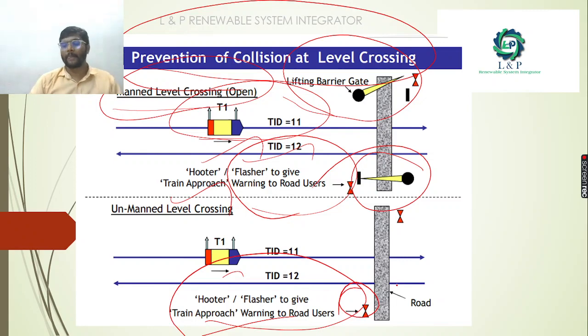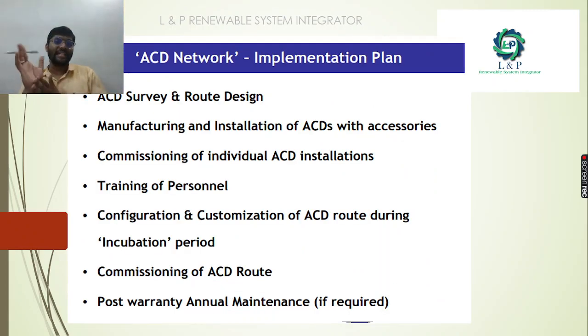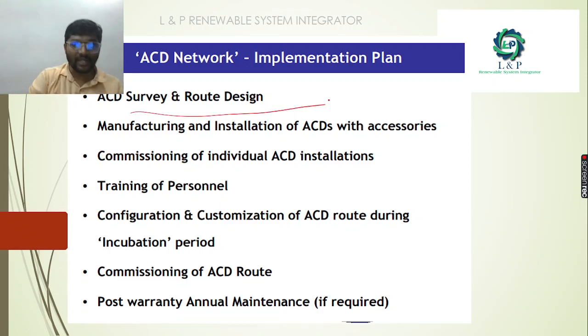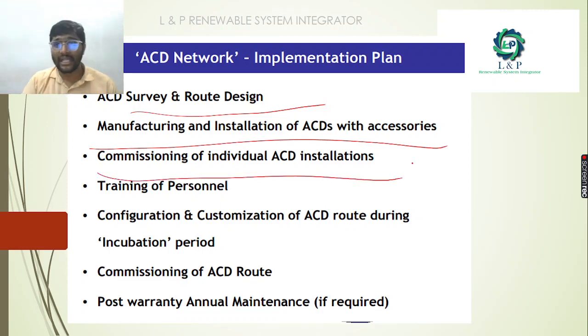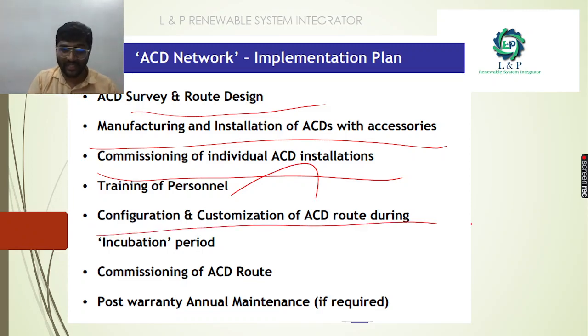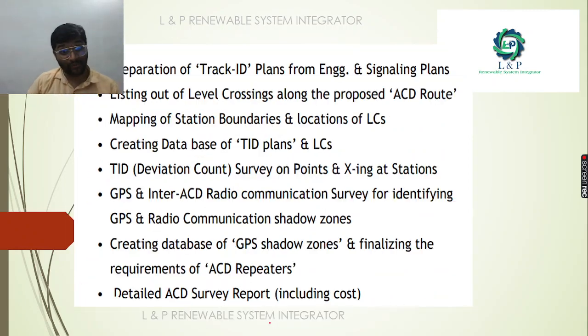to the people. Okay, so how can we implement this ACD network? First, we need to do the survey and route design. We need to manufacture and install the anti-collision devices and accessories. We need to do the commissioning of this ACD installation. We need to train the professionals, and we need to configure and customize the ACD route during the incubation period. We need to commission the anti-collision device routes. We need to do the post-warranty annual maintenance if required.